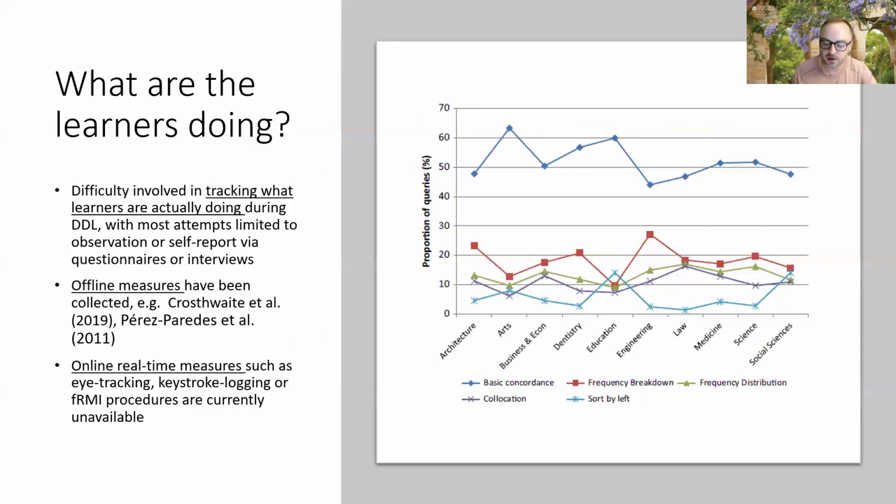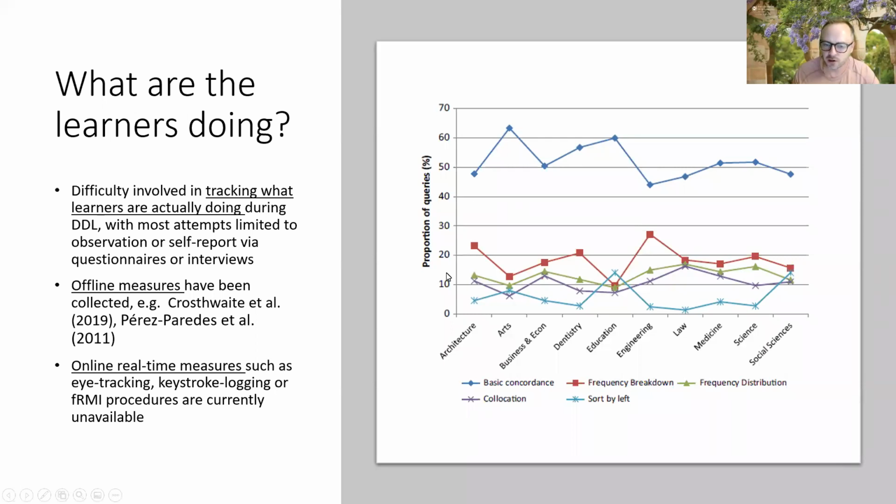Another issue is the difficulty involved in tracking what learners are actually doing during the active corpus consultation for DDL. Most attempts at tracking are limited to observation, where the researcher is just watching the person do the corpus consultation, or self-reports from students or learners via questionnaires or interviews. A very small number of more ambitious studies, for example, Pascual Pérez-Paredes in 2011 and my own study in 2019, have tracked offline measures of corpus use, including the tracking of corpus query syntax.